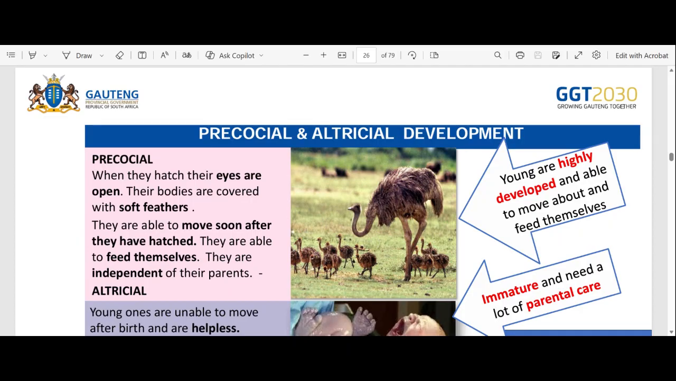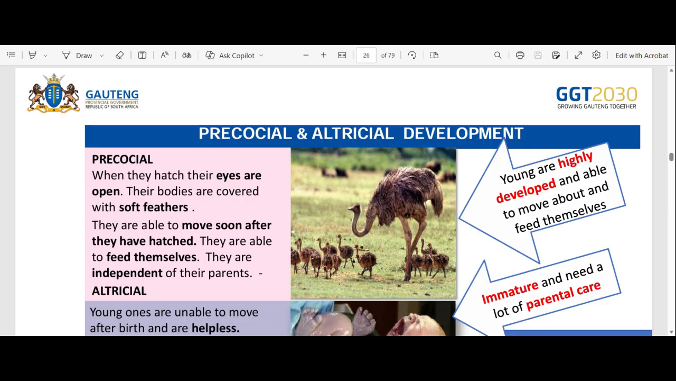What is precocial? Precocial is a developmental strategy whereby the young are independent of their mother. They don't depend on their mother for food or for protection. An example of a precocial bird is an ostrich. The young are independent of their mother, so they don't need her to feed them or protect them, because they can run from the predators and everything.